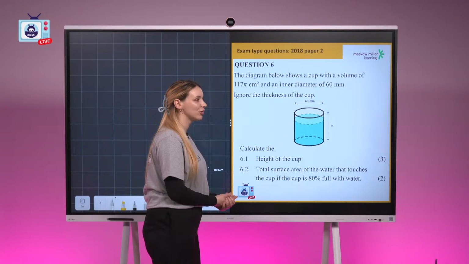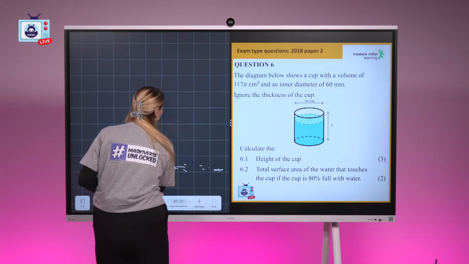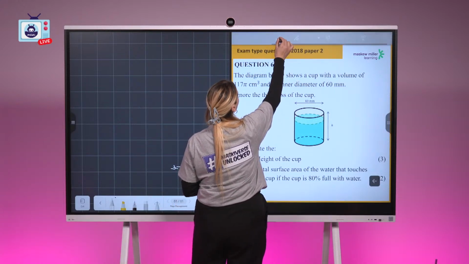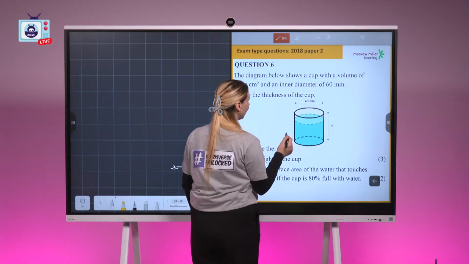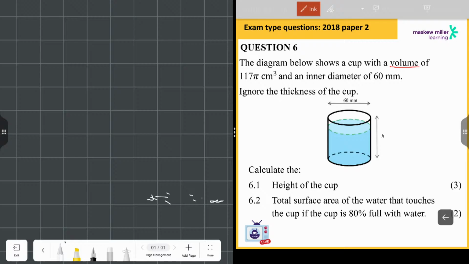So that's our very first question. Calculate the height of the cup. What do we know about the cup? Let's highlight what we know. And we know that the volume of the cup is 117 pi centimeters cubed and an inner diameter of 60 millimeters.